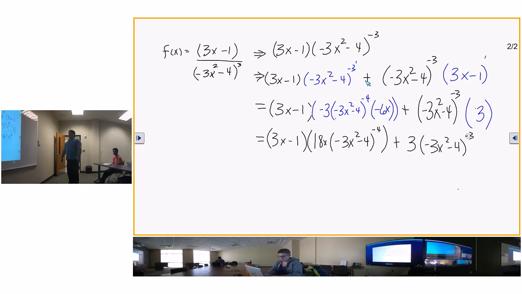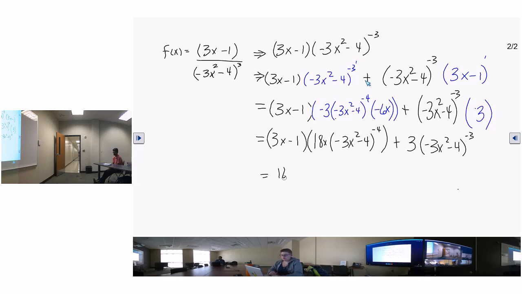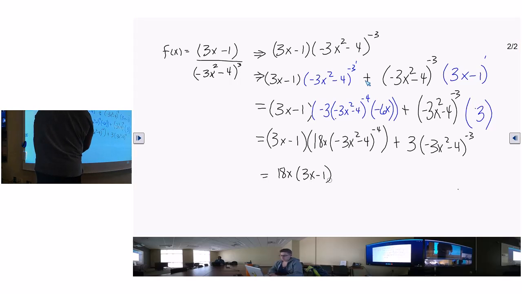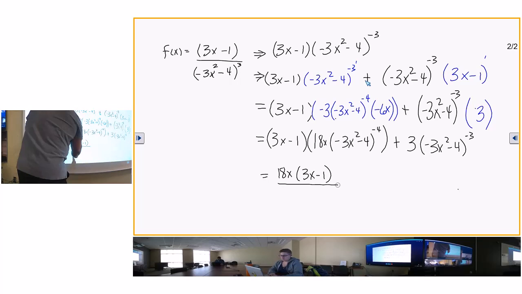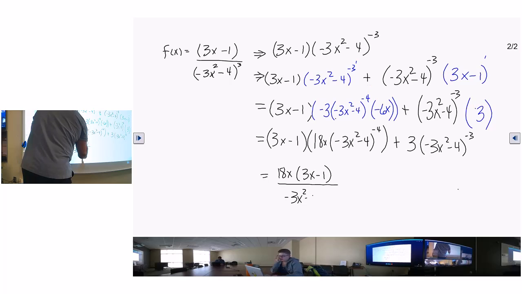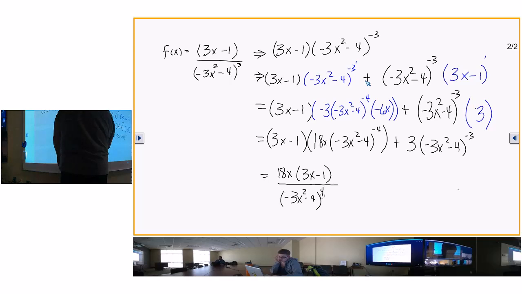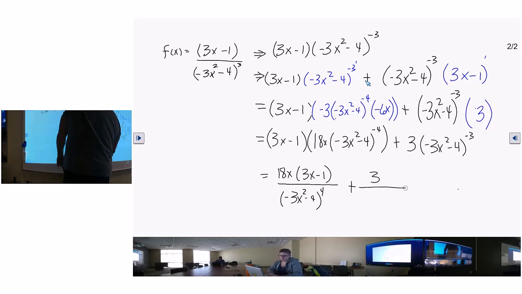So I'm going to rewrite this because I got negative exponents, and those negative exponents are going to give you nightmares. So let's go ahead and rewrite this one. 18x times 3x minus 1 over -3x squared minus 4 to the 4th power plus 3 over -3x squared minus 4 to the 3rd power.